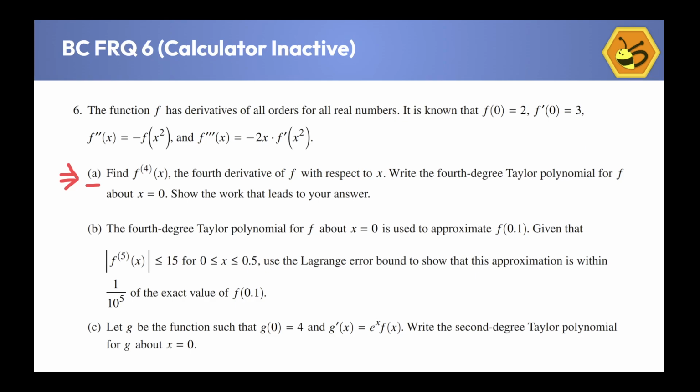If you're still stuck on how to start, the fourth derivative is the derivative of the third derivative. So we want to differentiate negative 2x times the derivative of f(x squared) by using the product rule and chain rule. That will be the hint if you haven't started yet.